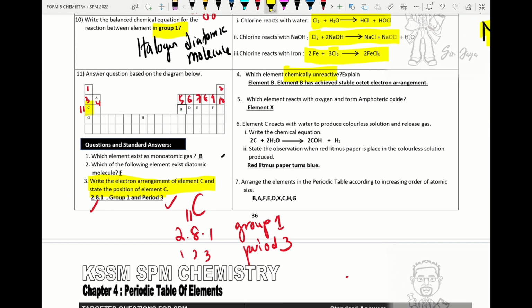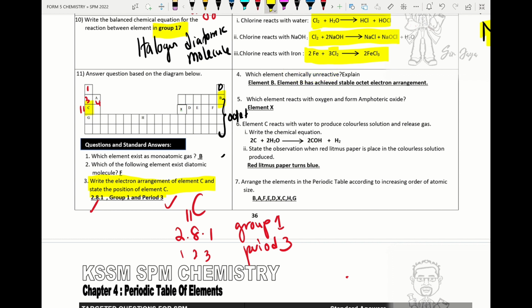Which element is chemically unreactive? Please choose the element from group 18, element B. Why? Because here it has duplet, while the other elements achieve octet. Element B has achieved a stable octet electron arrangement.